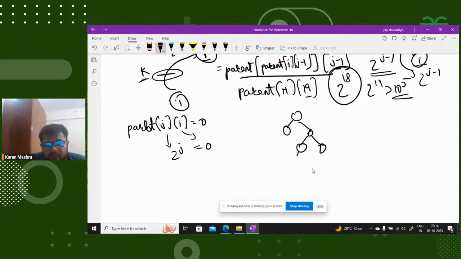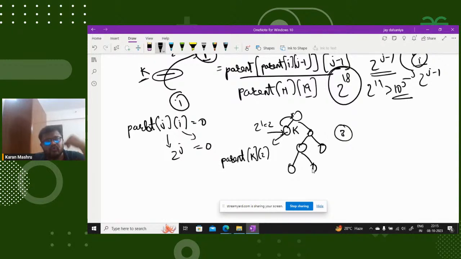This is my graph. Okay, so the maximum level is 3, but for this node there is no parent at a level like 2 to the power 1 at a level 2, because it has only one parent. Okay, so for this, let's say it is the kth node, I have said parent of k at two levels, at 2 to the power 1 or 2 to the power 2, is 0. Okay, so its direct parent is 0, and above that also I have said it is 0 by default.